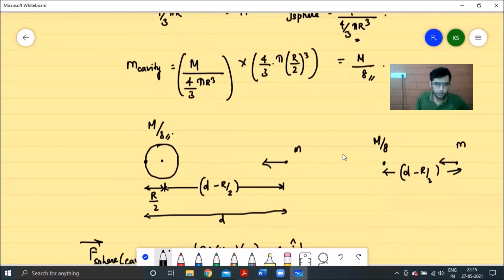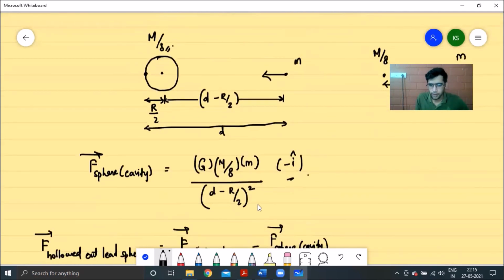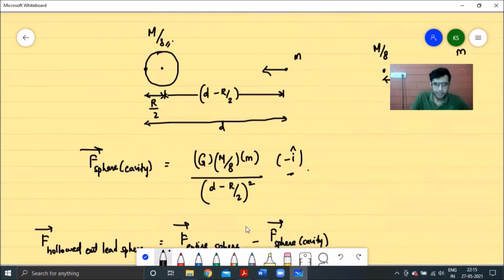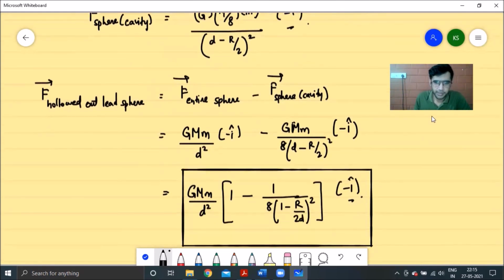Then we found out what force the sphere occupying the volume of the cavity would exert on this particle. Once again, using Newton's law of gravitation, we got that expression. And then finally, we substituted that in our initial equation, right? So any question where you have some portion being removed from an entire mass, we can always solve it by using this logic. So I hope this question is clear, guys.